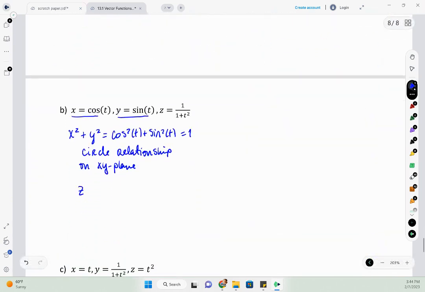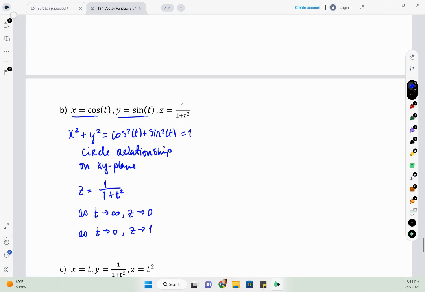Z is equal to 1 over 1 plus t squared. Now, as t goes to infinity, the denominator of Z is going to blow up, and that means the overall Z values are going to go to 0. And as t approaches 0, Z is just going to be 1 over 1, which is 1.